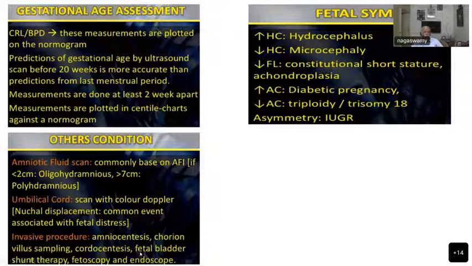These are all not commonly used, because they are all done mainly when you suspect some congenital anomaly because of the history running in the family.